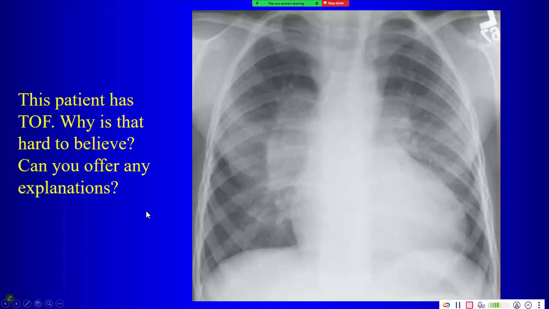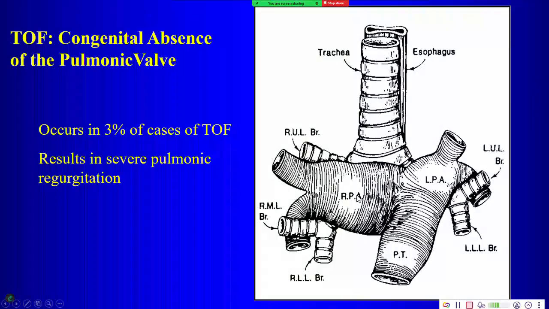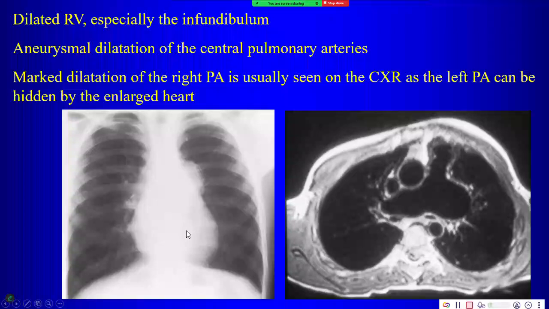Yeah, and what is that? Right. So absence of the pulmonic valve results in severe pulmonary regurgitation. And that severe pulmonary regurgitation then results in dilatation of the central pulmonary arteries. So congenital absence of the pulmonic valve occurs in a small percentage of cases of tetralogy of Fallot and results in severe pulmonary regurg, and then you have the confusing appearance where the central pulmonary arteries actually appear dilated in somebody with tetralogy of Fallot.